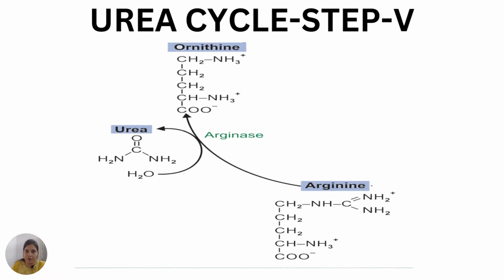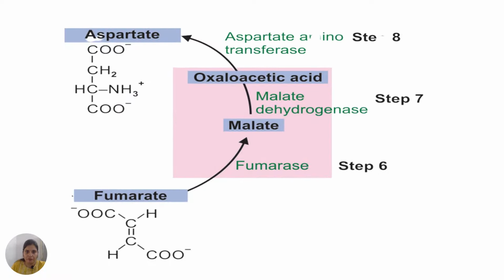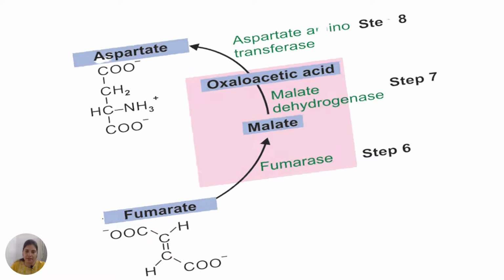In the last step, step 5, arginine is converted back to ornithine and urea is formed as a product, and the cycle of urea is completed here. Ornithine will again be utilized with the help of CPS to form citrulline. This completes the turnover of the urea cycle. This fumarate is connected to the TCA cycle and converted back into aspartate, which will connect with citrulline to form argininosuccinate. So this is a linkage between the urea and TCA cycles.